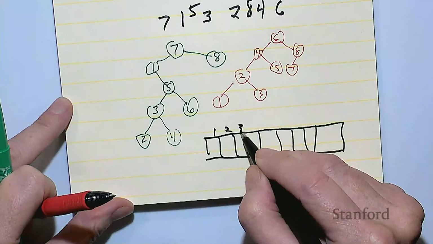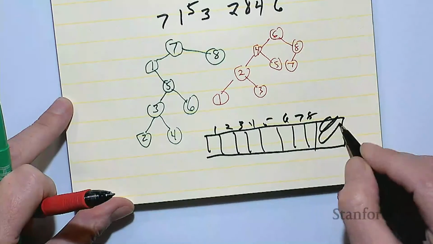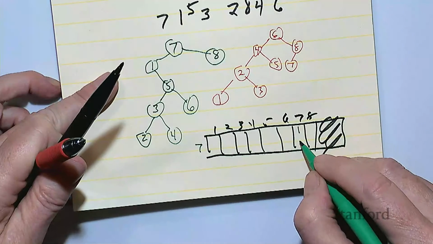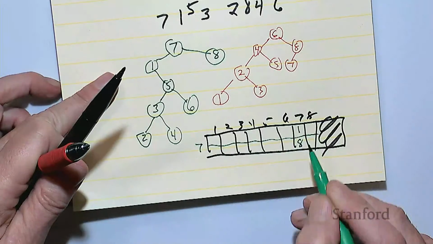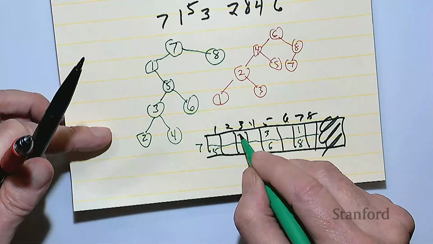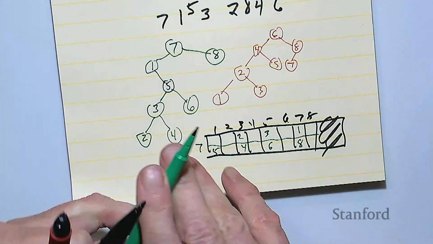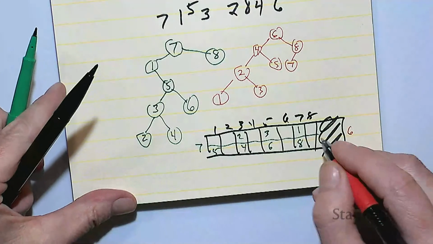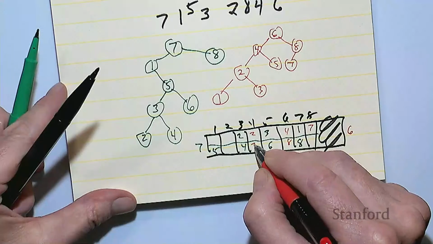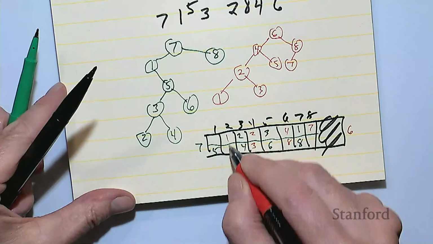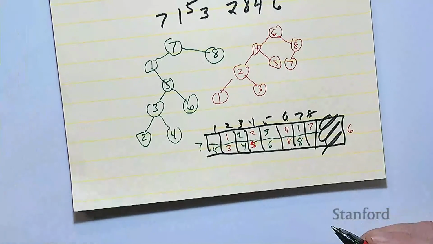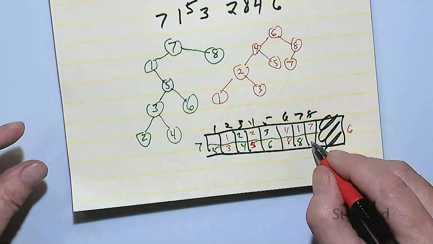So it's 1, 2, 3, 4, 5, 6, 7, 8. And 7 is the root here. 7 has 1 and 8. 1 has 5 to the right. 5 has 3 and 6. 3 has 2 and 4. And 6 is the root of this one, and it's got 4 and 8. It's looking good so far. 4 has 2 and 3, and 2 has 1. Sorry, 4 has 2 and 5. Yeah.